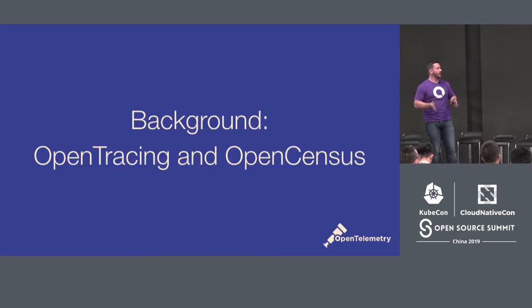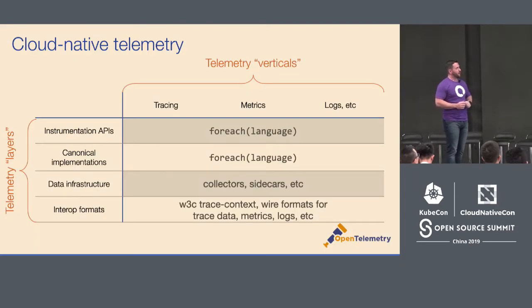All right, so some background. I'm going to start by talking about OpenTracing and OpenCensus. You may have heard of OpenTracing because it's a CNCF project. You may have heard of OpenCensus because it's very popular in Google Cloud Platform, GCP, or in Microsoft Azure. Both of them use OpenCensus today. So let's provide some background here.